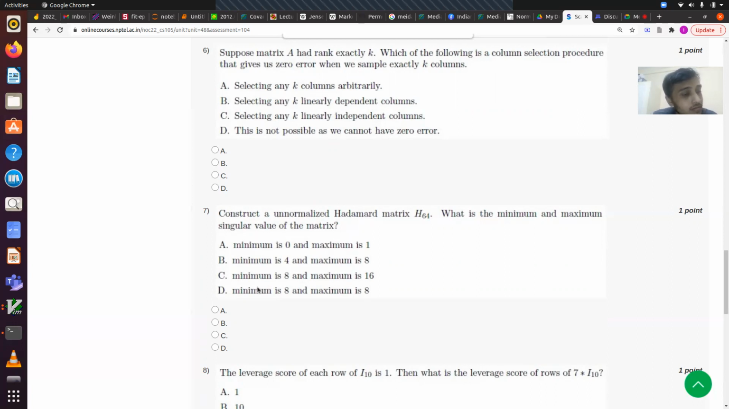Sir, here it is written to construct an unnormalized Hadamard matrix. First, I need to know what is normalized, then I will come to unnormalized. The normalized definition is what the prof said, right? Hadamard matrix, sir, with entries 1 or -1, I think a 2 cross 2 matrix. So is it normalized or unnormalized? How would it go?